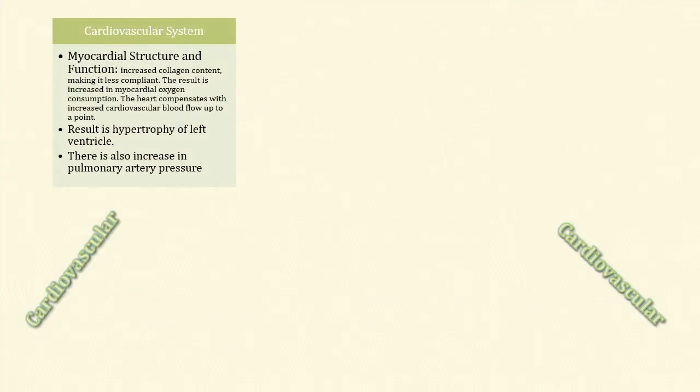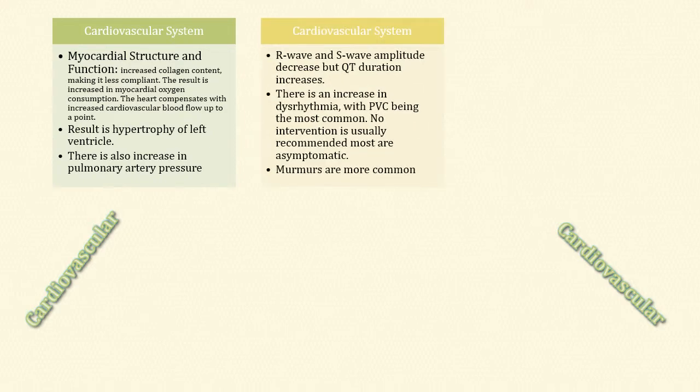Myocardial structures and function have increased collagen content, making it less compliant. The result is increased myocardial oxygen consumption. The heart compensates with increased cardiovascular blood flow up to a point. It results in hypertrophy of the left ventricle. There is also an increase in pulmonary artery pressure. The R wave and S wave amplitude decreases, but the QT duration increases.